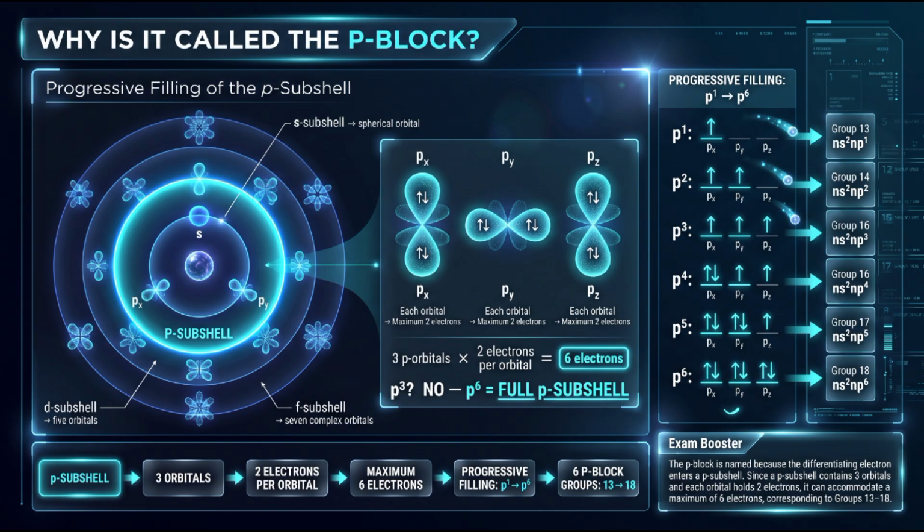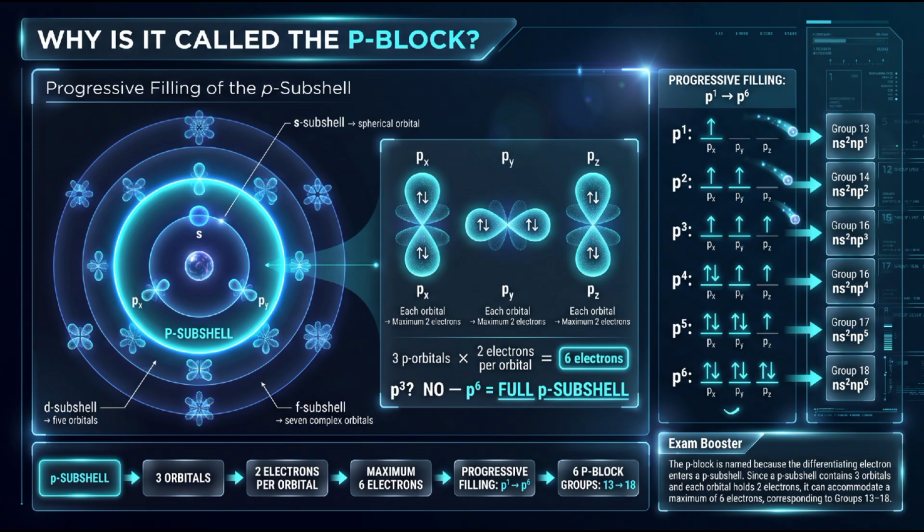Group 17 has the general configuration ns²np⁵. 5 electrons occupy the p subshell, leaving only 1 empty position before the p subshell becomes completely filled. Fluorine is an example, with the configuration 2s², 2p⁵.